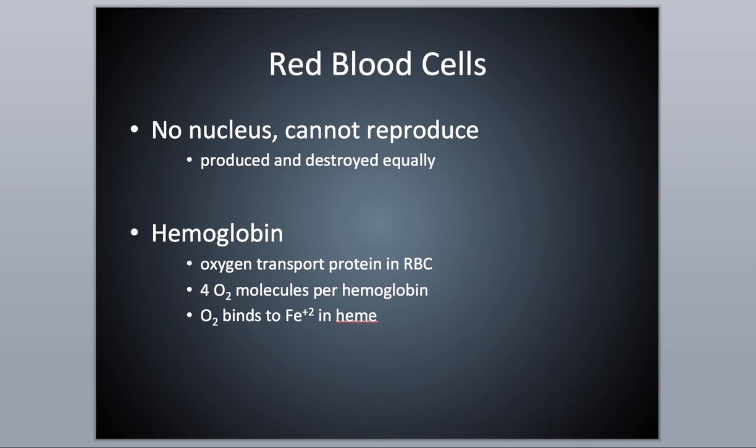Now, within the red blood cells, we have what's known as hemoglobin. We have basically part heme and globin, which is a protein. All right, so we're going to have 4 oxygen molecules for every hemoglobin, and that's because there's going to be 4 iron molecules basically bound or part of that structure within the heme. So the oxygen is actually going to bind to the iron molecules that are in the heme.